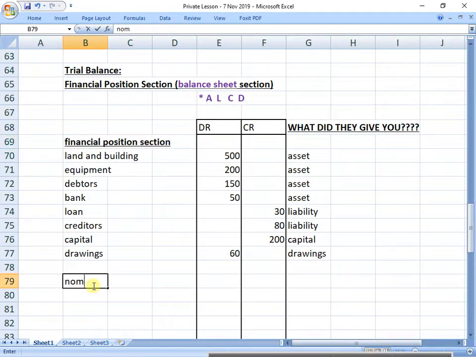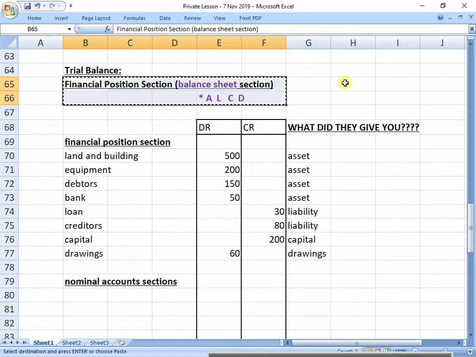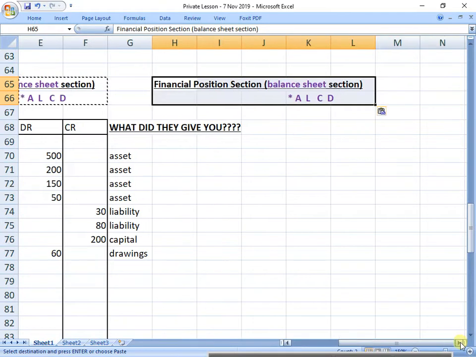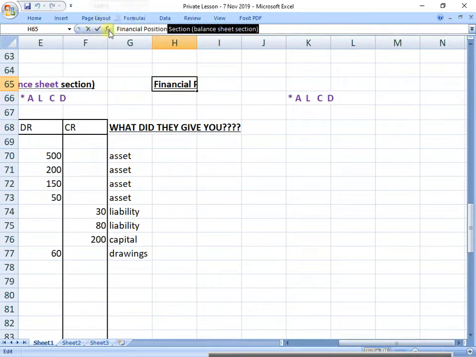Okay, then you'll have a nominal accounts section. This used to be called the balance sheet account section, but that's just the old names for these things. So, nominal account section. What do you have in this section? Let me just copy this and paste it there. When you look at the nominal account section, there is no other name for that.